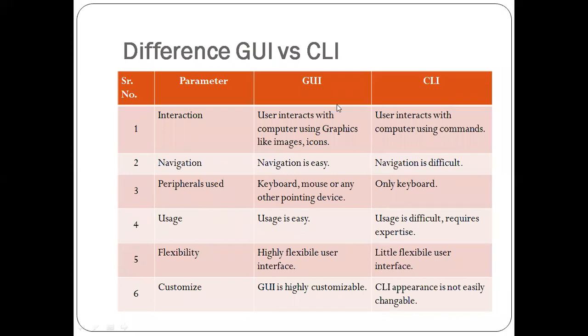Peripherals use. In the graphical user interface, keyboard, mouse or any pointing device is used. In the command line interface, only the keyboard will be used. In the graphical user interface, the usage is easy. In command line, usage is difficult. It requires expertise. That means you require some expertise in remembering commands so that you can easily access the command line interface.